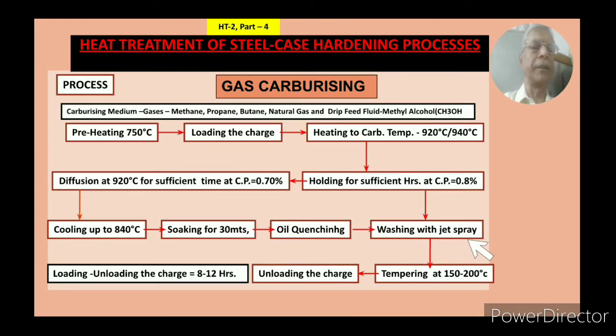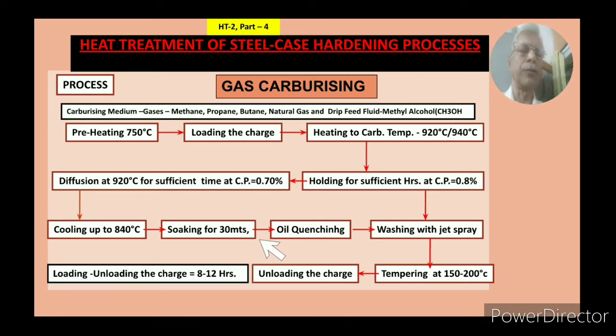The tempering temperature of 150, 200 all depends upon what surface hardness you want. If you want a higher surface hardness, you have to go slightly low. If you want a lower surface hardness in the same range, then generally you should go around 180, 190 degrees centigrade for sufficient hours so that you get a particular surface hardness. In such cases, one sample piece is taken just to confirm before unloading a charge that you are getting proper surface hardness and even microstructure. After this is confirmed, you unload the charge from the furnace.